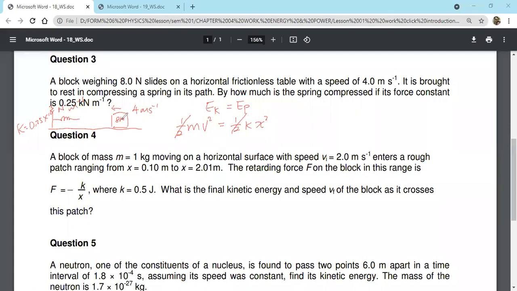The weight is given in newtons, so we convert it to mass. W equals mg, so the weight in newtons equals m times 9.81. So m equals the weight over 9.81, and we get 0.815 kg.